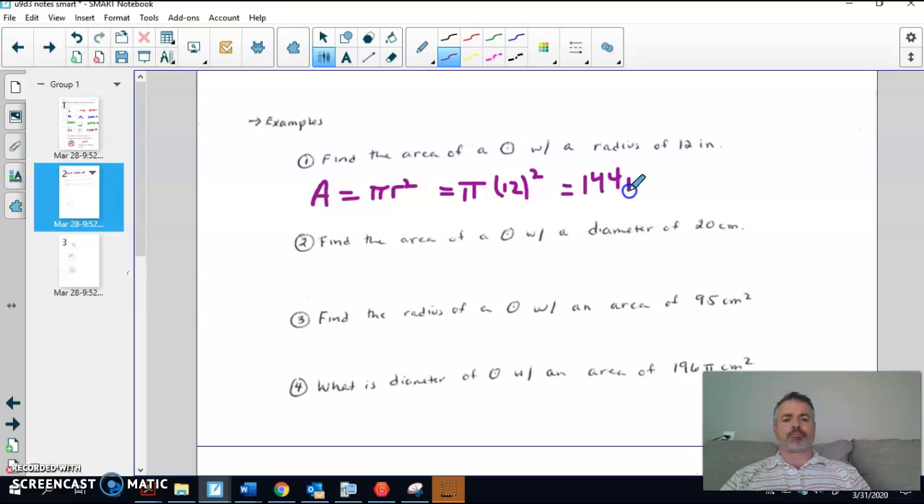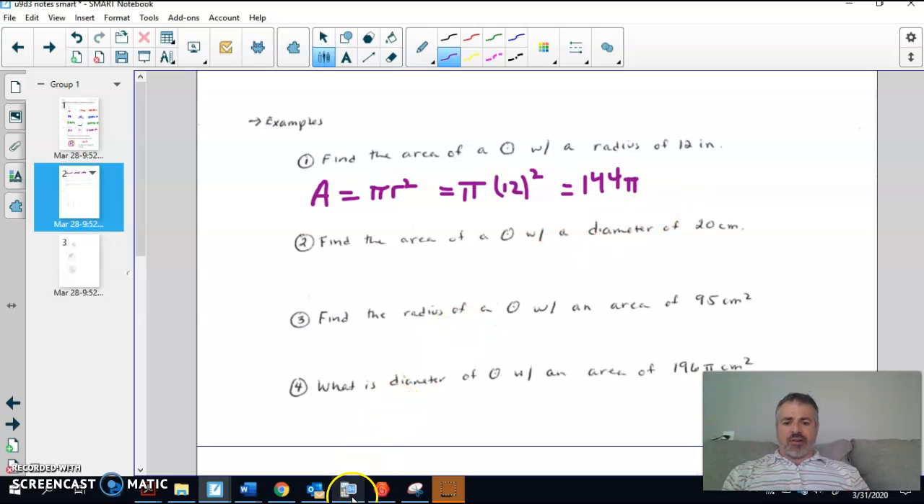Now, if the instructions ask you to write an exact answer, 144 pi is an exact answer because I didn't have to do anything with the decimals. I didn't have to cut any off. I didn't have to do any rounding or anything like that. So if it ever asks for an exact answer, you leave the pi in your answer. If it ever asks for it in terms of pi, you would write it 144 pi. Sometimes it's going to want an approximation. An approximation is where you're going to have to do something with that decimal.